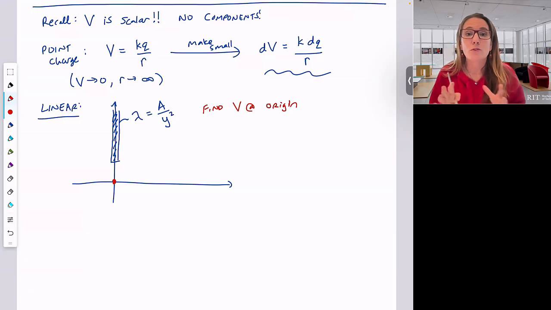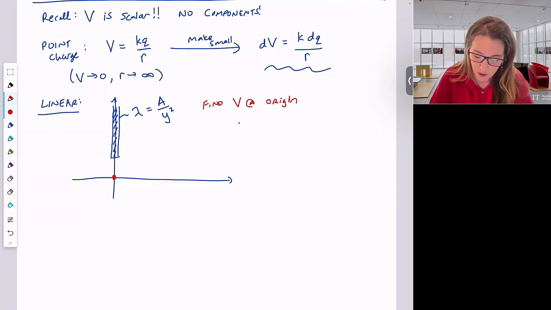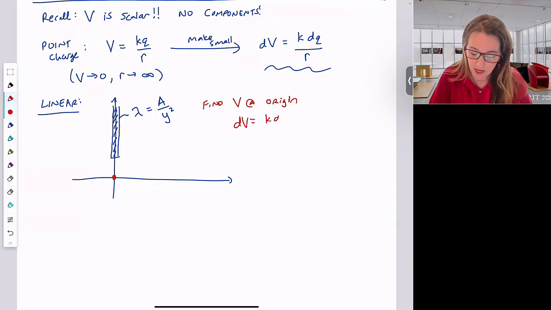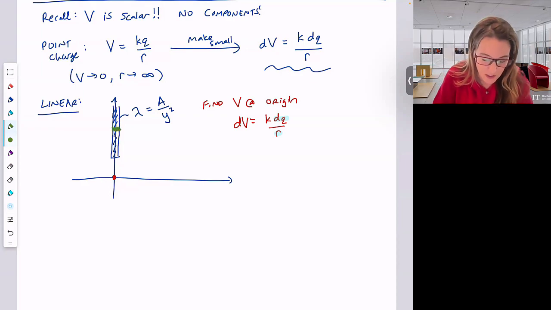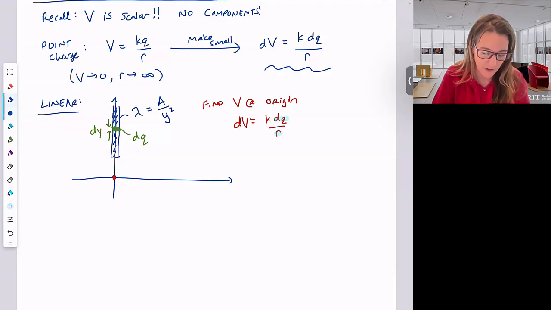Well, we don't have to do the step where we visualize the vectors. Instead, we really just want to write out what dV is. So dV equals K dQ over R. So we want to visualize dQ and R. So I want to take the rod and I want to visualize some small dQ, as we have done before. And for that dq, I want to talk about the length of the dq. In this case, I'm on a y-axis, so I might as well call that length dy.